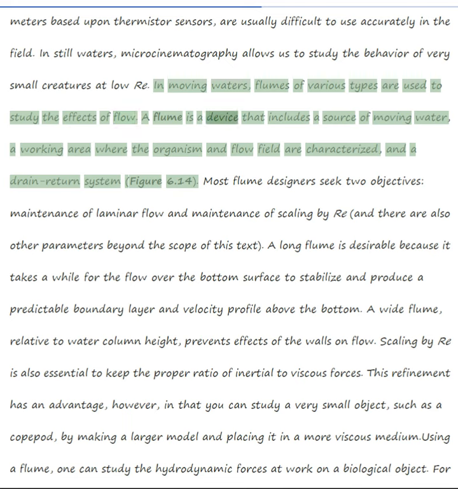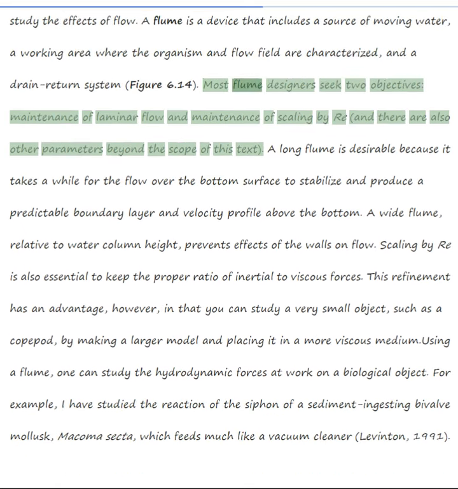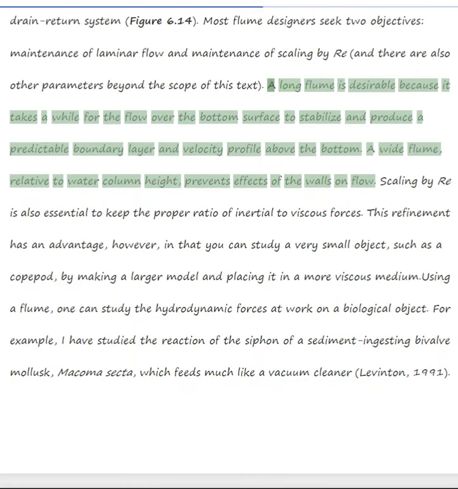A flume is a device that includes a source of moving water, a working area where the organism and flow field are characterized, and a drain-return system. Most flume designers seek two objectives: maintenance of laminar flow and maintenance of scaling by Re. A long flume is desirable because it takes a while for the flow over the bottom surface to stabilize and produce a predictable boundary layer and velocity profile above the bottom.